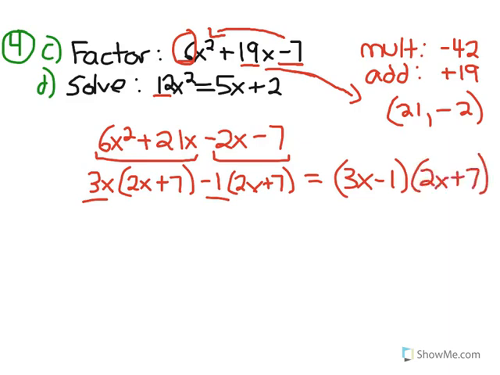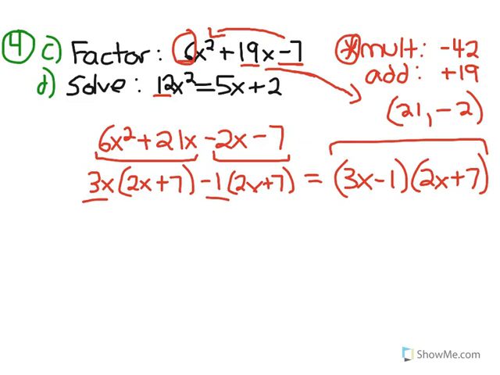Again, you can FOIL this final answer, multiply back out to get to our original question, and you'll see it works. But again, you can see there's not much writing here. It was still pretty straightforward. You just have to remember that you're looking for two numbers to multiply to A times C as opposed to just C. Now let's take a look at part D.